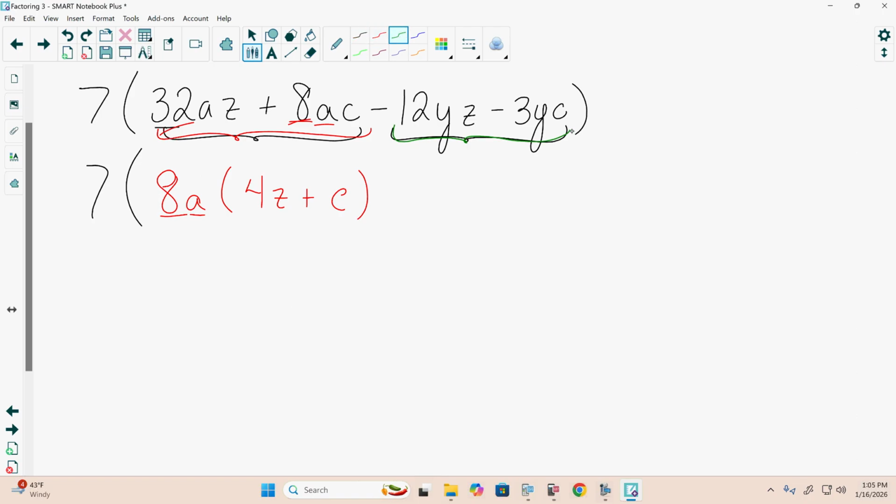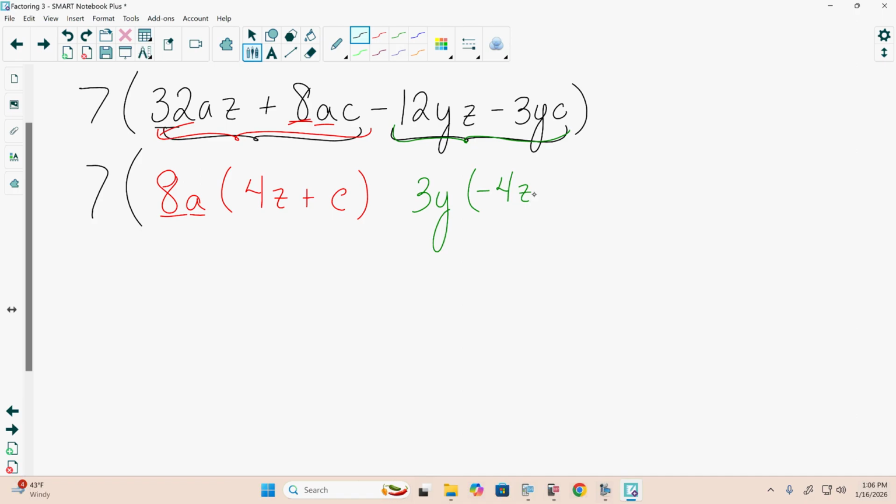Now we need to look at our second set of two terms, yes? So we can look at greatest common factor. So what is the greatest common factor between these two terms? 3 and y, yes? If I factor 3 out of negative 12, what do we get? We get negative 4. Yes? The y factors out completely, leaving me with z, yes?